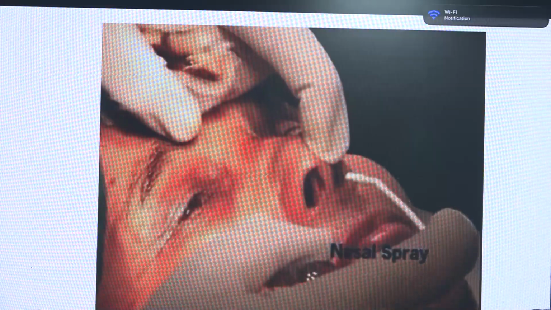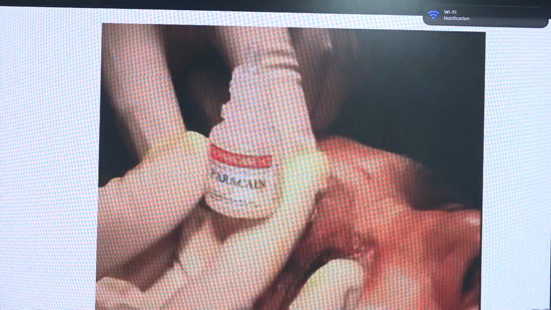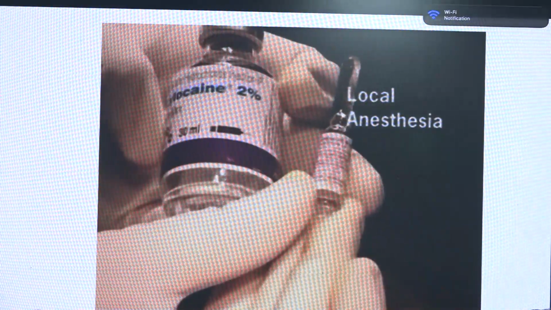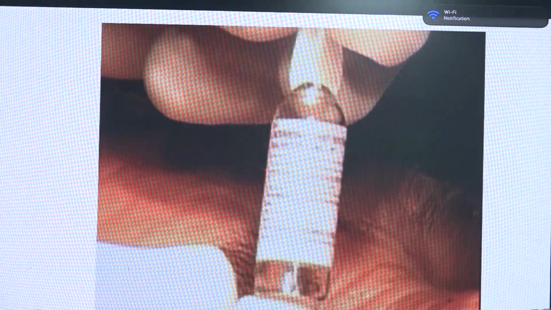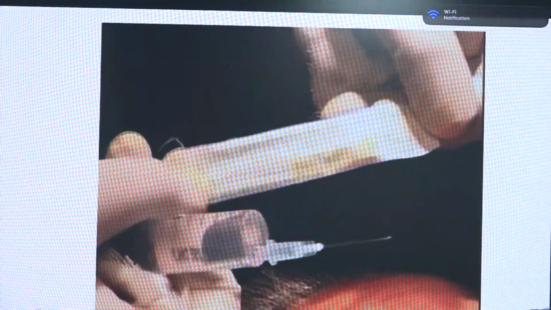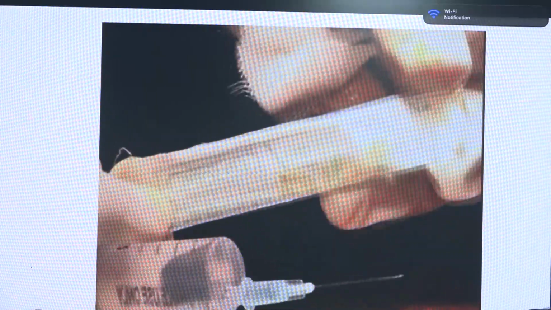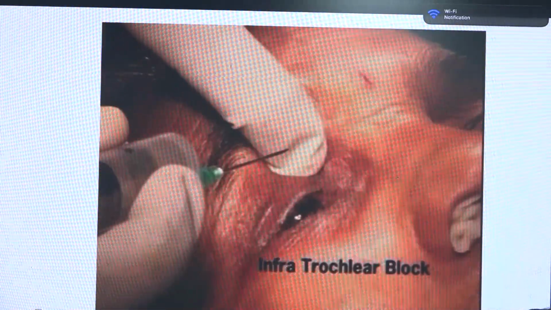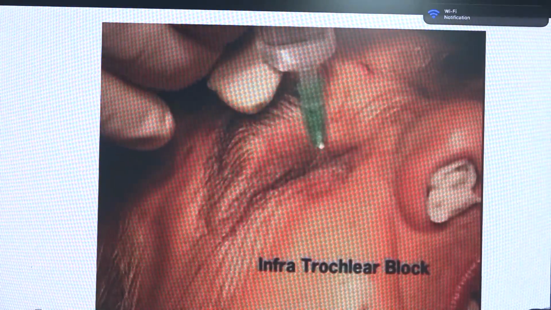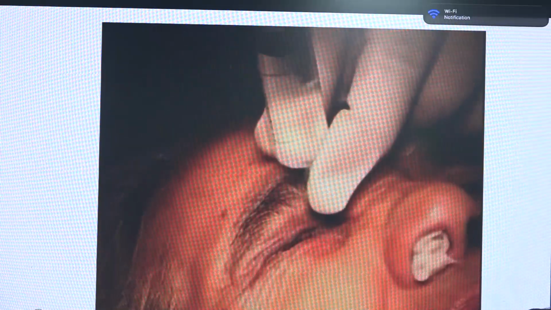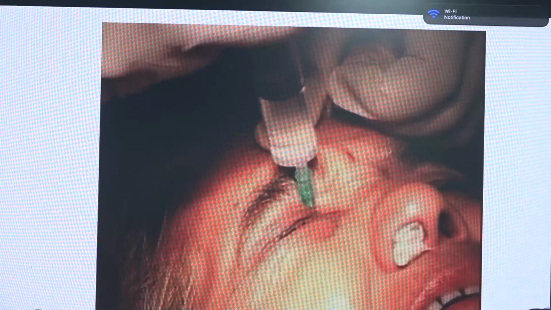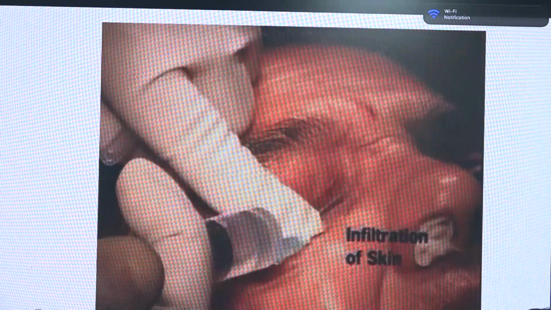A nasal spray of xylocaine provides anesthesia for the nasal packing. Topical anesthesia in the eye is given with Paracaine, and an injection of xylocaine with adrenaline is used both for nasal packing as well as for the anesthesia. The infratrochlear block is given with a 1.5-inch needle starting just below the trochlea, going 1.5 inches behind along the orbital roof, an injection of 2 milliliters after withdrawing to ensure that the needle tip is not in a blood vessel.